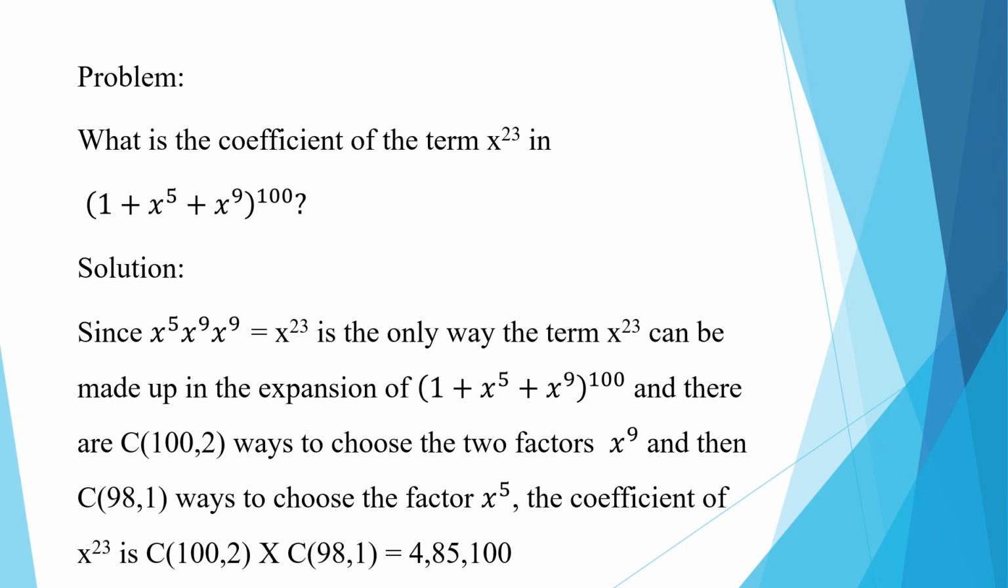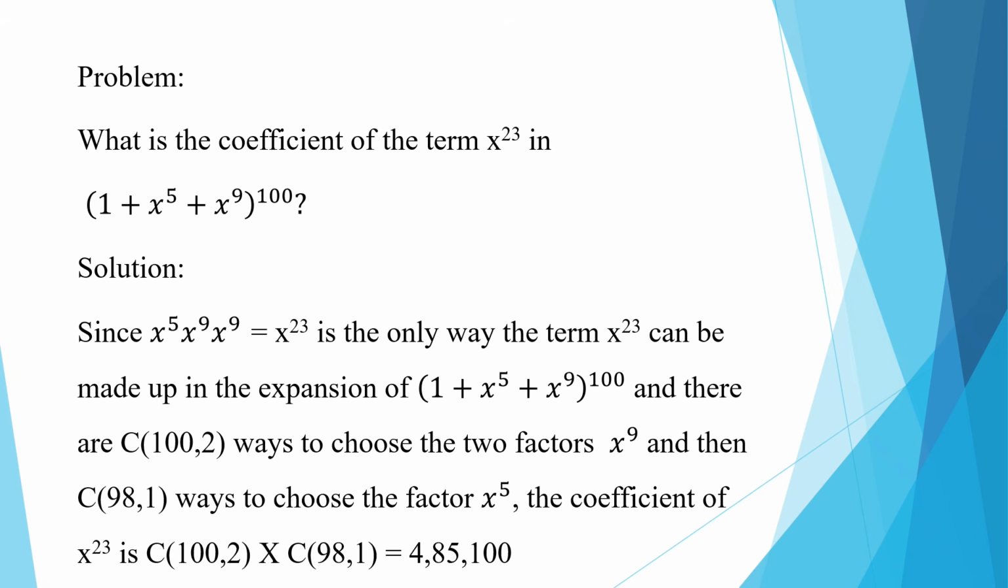Now, this is a problem of a different type. What is the coefficient of the term x power 23 in 1 plus x power 5 plus x power 9, the whole power 100? We can very familiarly expand the whole square, whole cube and somewhat to whole power 4. But here we are having whole power 100. So using this generating function, we can easily solve this problem.